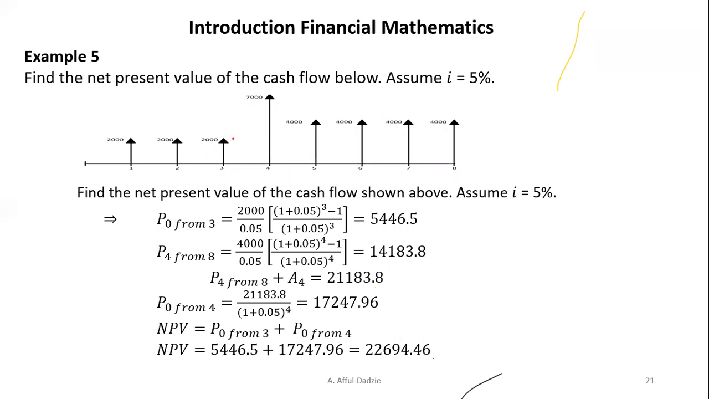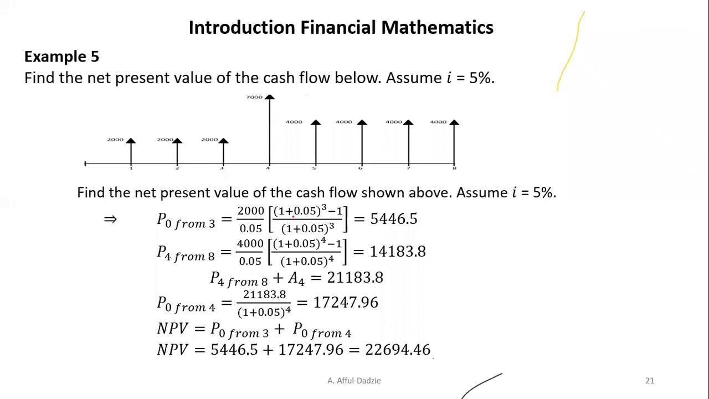Or one thing is, take these 3, bring it to year 0, and keep it there and wait. Then take these 4,000 here, apply the formula and bring it to this point. Whatever it gives you, add it to 7,000 and take it as a single value and bring it to 0. Either way, it still works. So this is what we did. We took from 3 to 0.